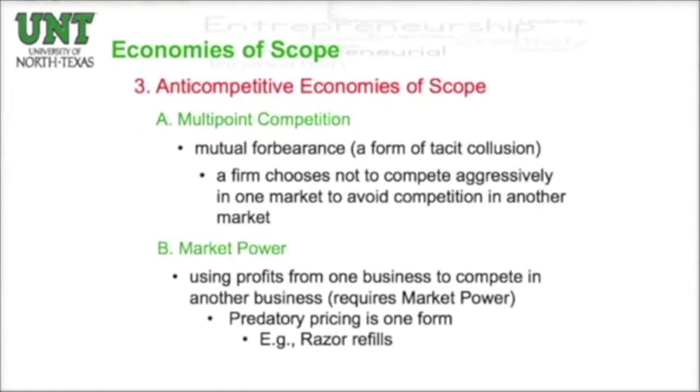Okay, let's move on. Now let's talk about the third reason for diversification, and that is anti-competitive economies of scope. In this one, we've got two things to talk about. We've got multi-point competition and also market power. We'll talk about market power first.